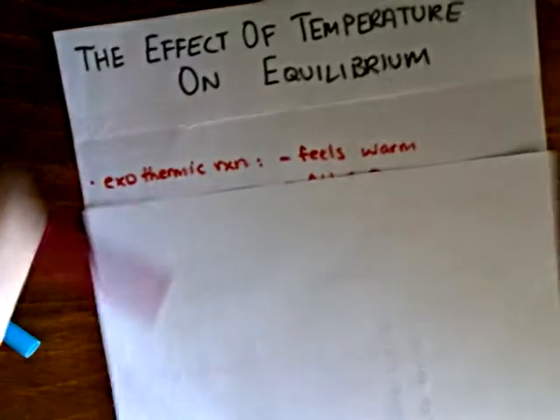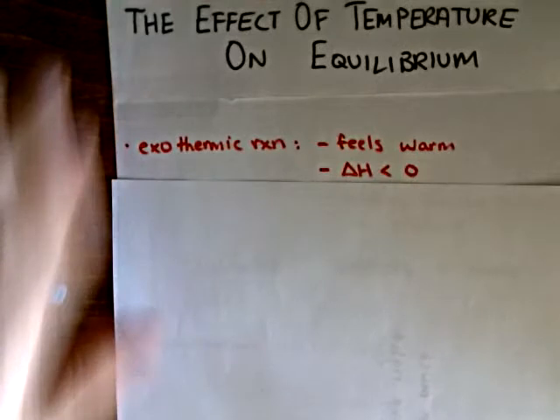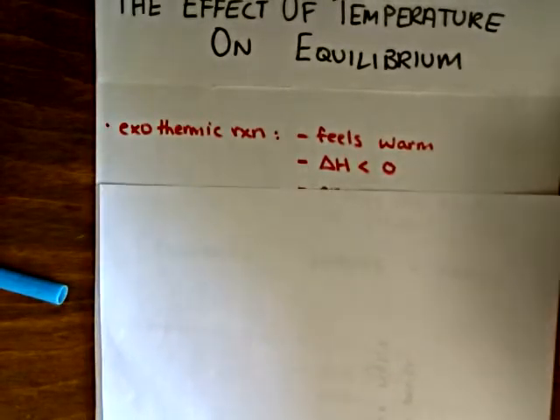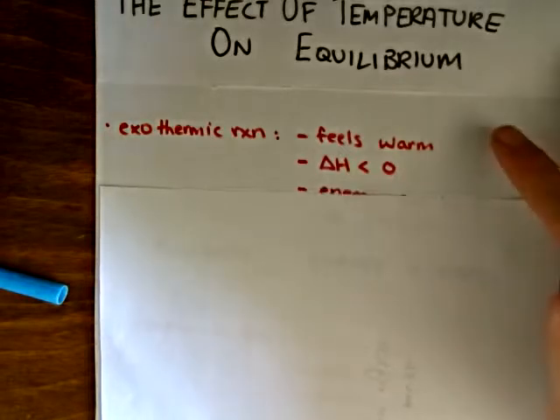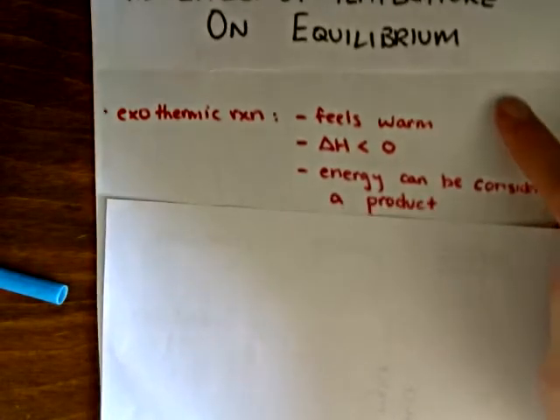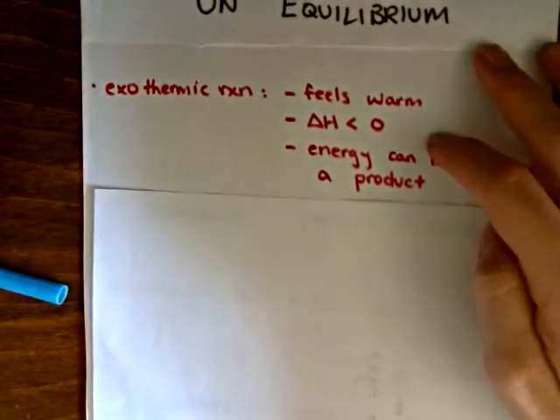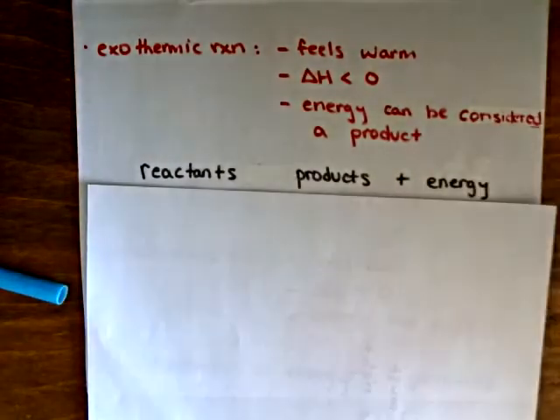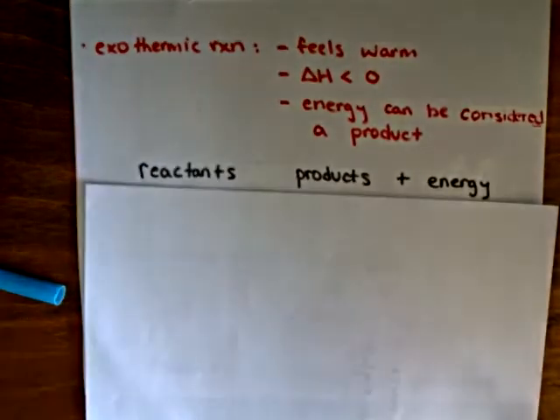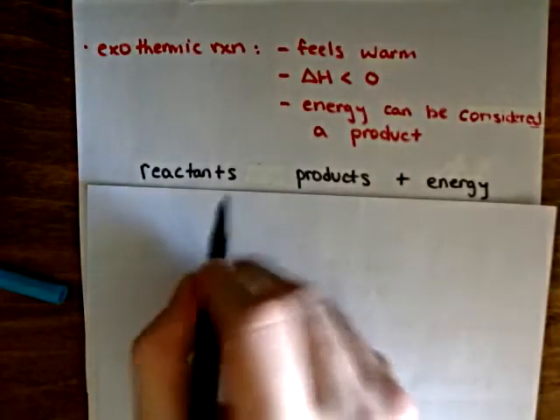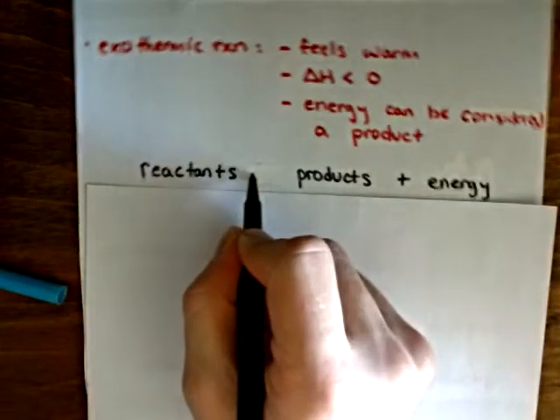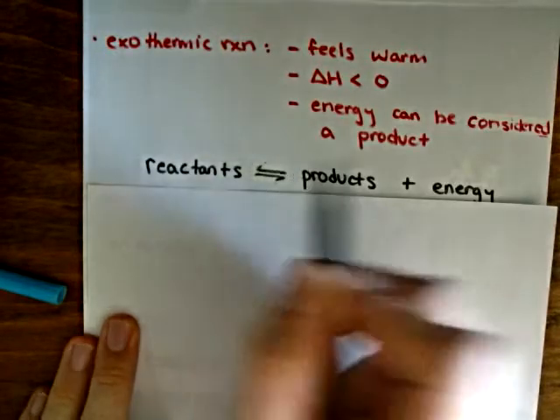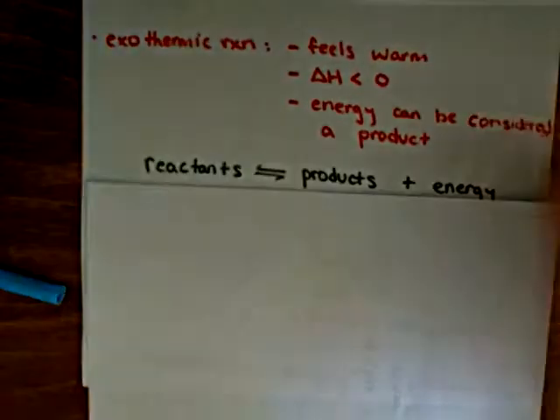So we know that an exothermic reaction feels warm. And we also know that delta H values are less than 0 because the system loses heat. And because the system loses heat, energy can be considered a product. So we can rewrite an exothermic equilibrium like this. The reactants are in equilibrium with the products and energy.